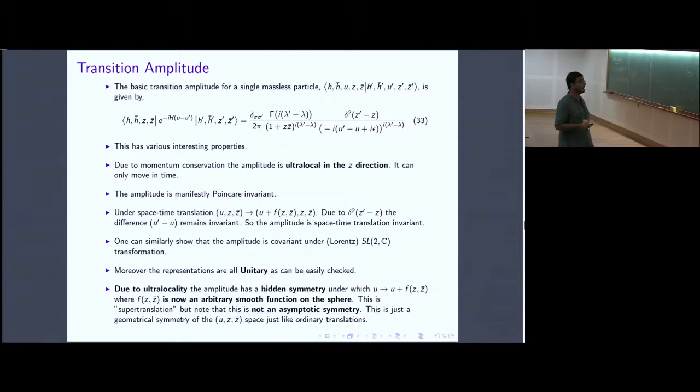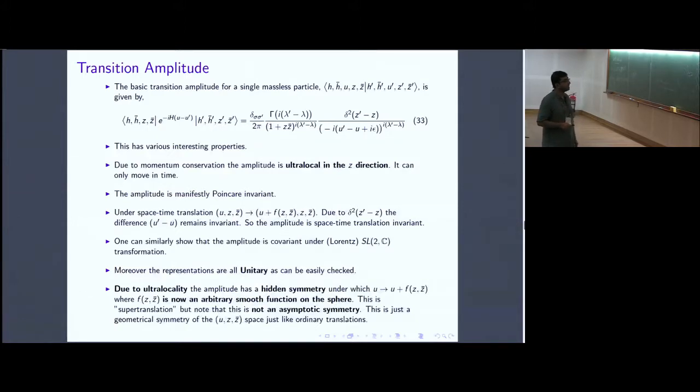And the second thing is that this amplitude is Poincare invariant. For example, let's do a space-time translation where u z bar goes to u plus f z bar, and z bar. Now you can look at how this u prime minus u will change, but because you have a delta function of z prime minus z, this u prime minus u does not change under the space-time translation, which is the expected behavior. And then one can similarly check that the SL2C transformation also works nicely. And these representations are all unitary, as can be easily checked.